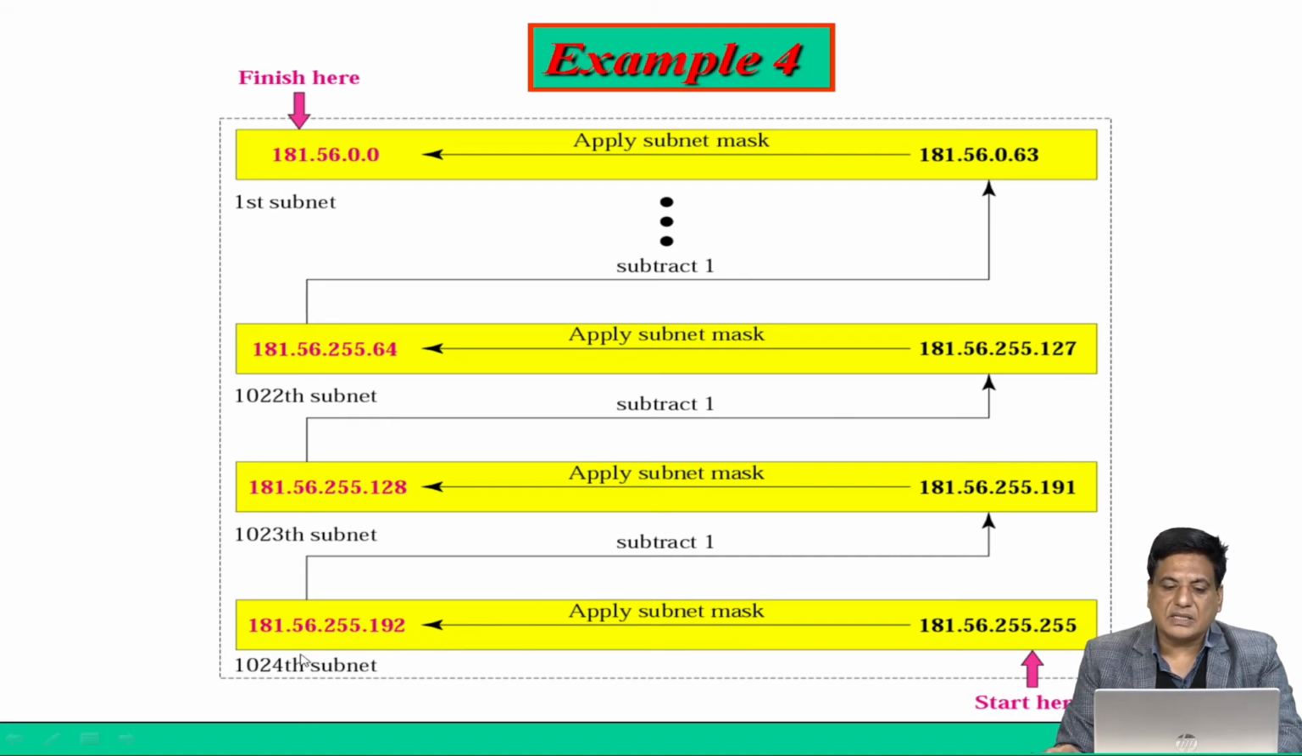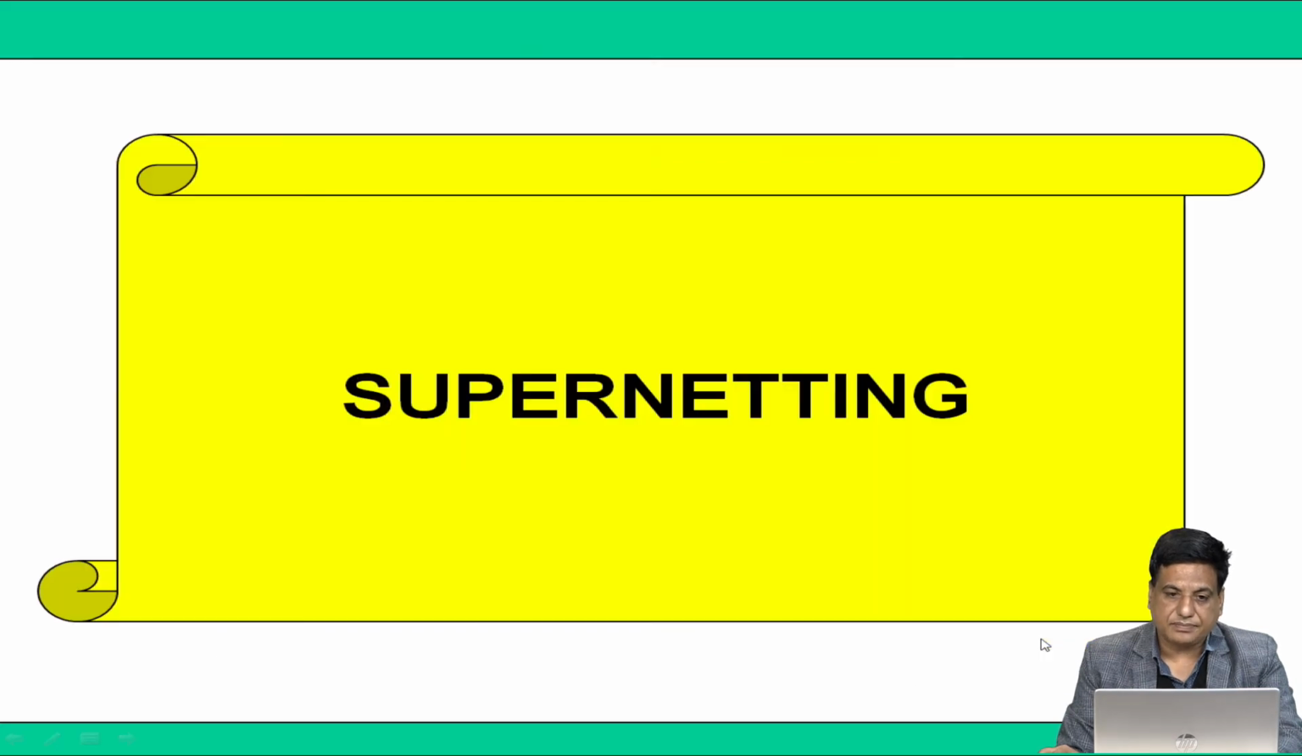Here the last address range assigned to the 1024th subnet starts at 180.56.255.192, which is one more than the previous last address, and the last address is 181.56.255.255, which is the last address of the last subnet, containing 64 addresses. The effective addresses we assign to hosts is 62, because the first address is the network address and the last address is the broadcast address.